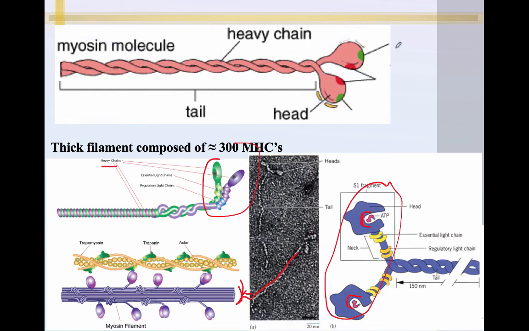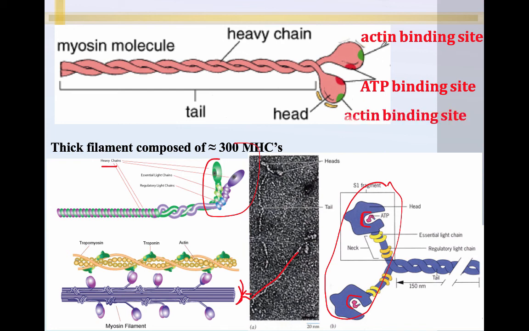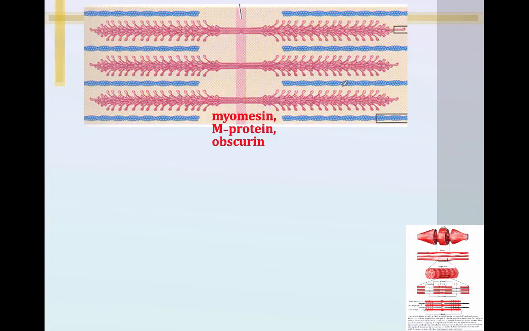The other thing that's important here is that not only do we have the binding sites for the ATP, but we also have binding sites for actin. And so we have an actin binding site on each one of these heads. So very important: 2 ATP binding sites, 2 actin binding sites that we have here as we look at this. And we start to build these into the thick filament.